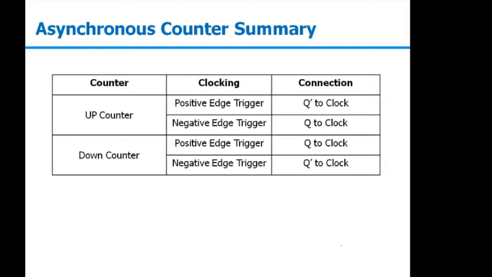So this is the overall design summary of your asynchronous counter, for up counter and down counter, depending on whether you are having the positive edge trigger. For the up counter, Q bar needs to be connected to the clock, and for the down counter, Q needs to be connected to the clock. For negative edge trigger, it will be the reverse.